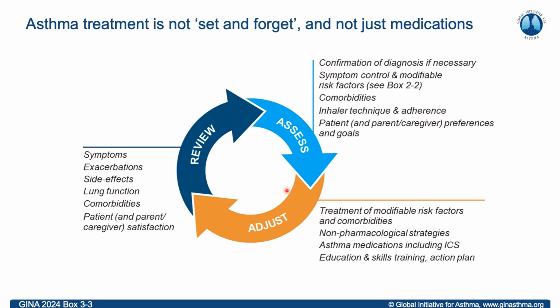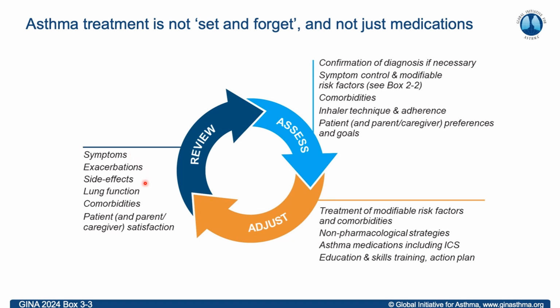The next thing is you adjust. You treat the modifiable risks and comorbidities, use non-pharmacological strategies, and then you give the patient asthma medication, including ICS. One thing I've said even before is that the GINA guidelines really emphasize ICS. In addition to that, you also give education, skills training and an action plan. The next thing you do is review. So if you have already given the medication and the patient has come for follow-up, for example in 1 to 3 months, you assess: do they still have symptoms?